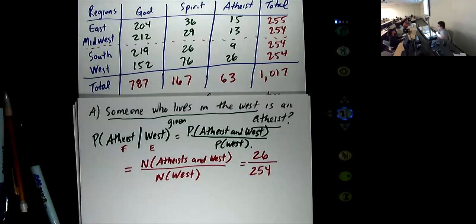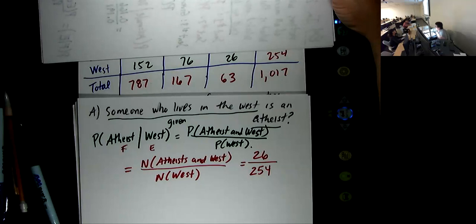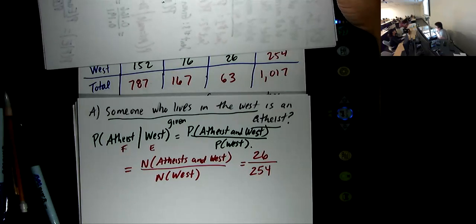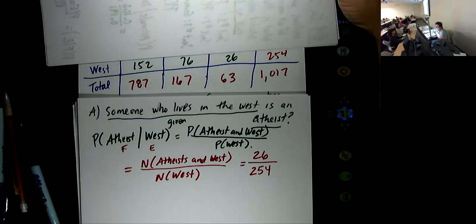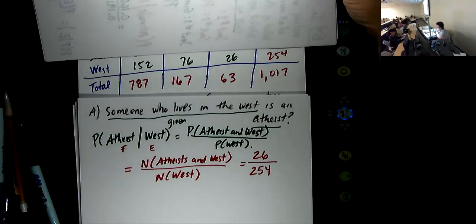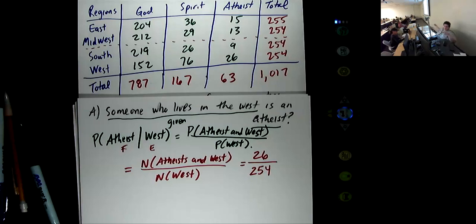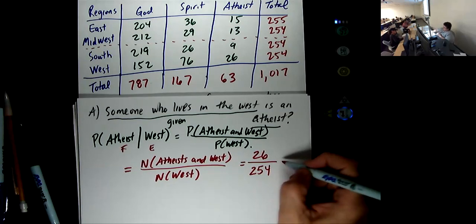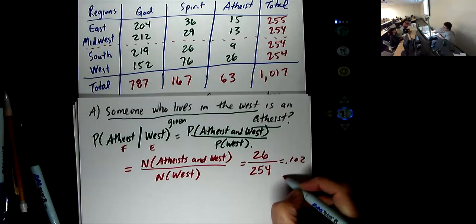So one handy way of doing this is, if you're focusing on a given row, like in this case the given row is West, just cover up everything else. The rest is just clutter for what I'm trying to look at right now. Other than the titles of the rows, those other sets of numbers don't mean anything, because I'm just looking at this row right now. So 26 out of 254, how much is that? 0.102, which is about 10.2%.